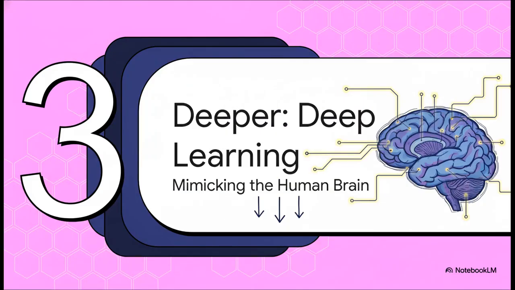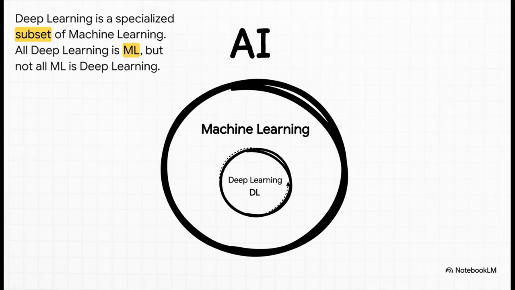Okay, you with me? Let's peel back another layer. Because inside the world of machine learning, there's a very specific technique that's really the engine behind so many of the crazy breakthroughs we're seeing today, and that's deep learning. So again, on our diagram, deep learning isn't its own separate thing. It's a specialty inside machine learning.